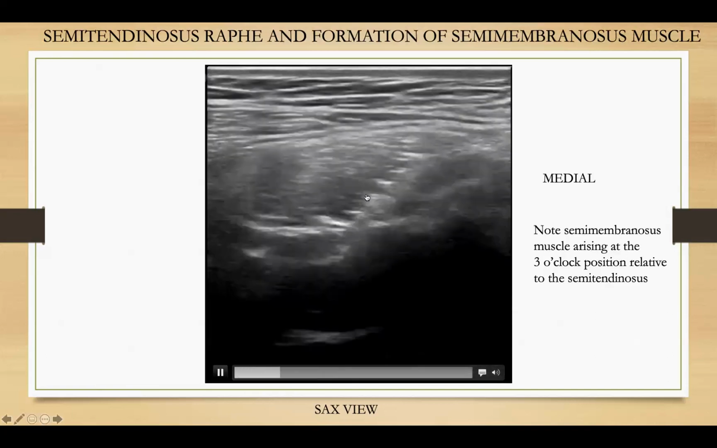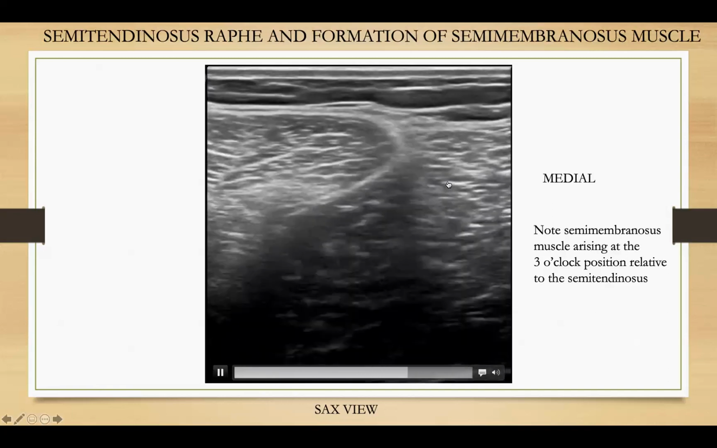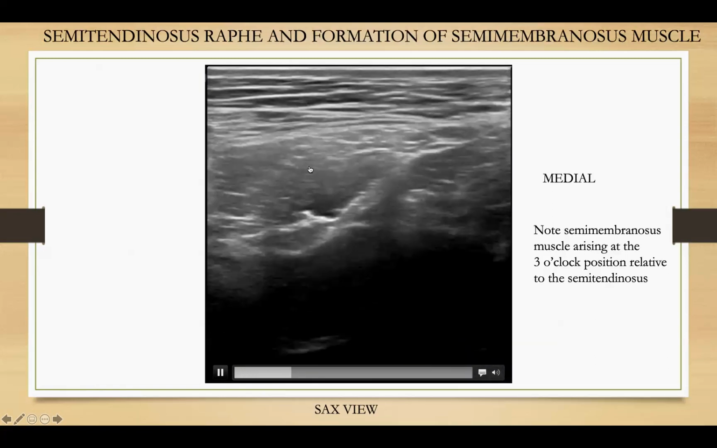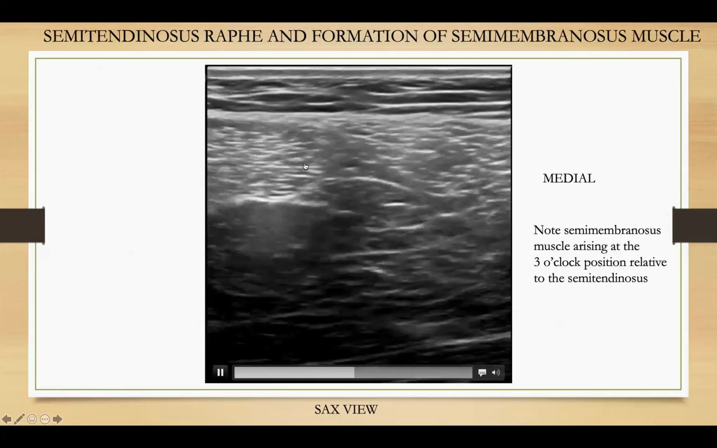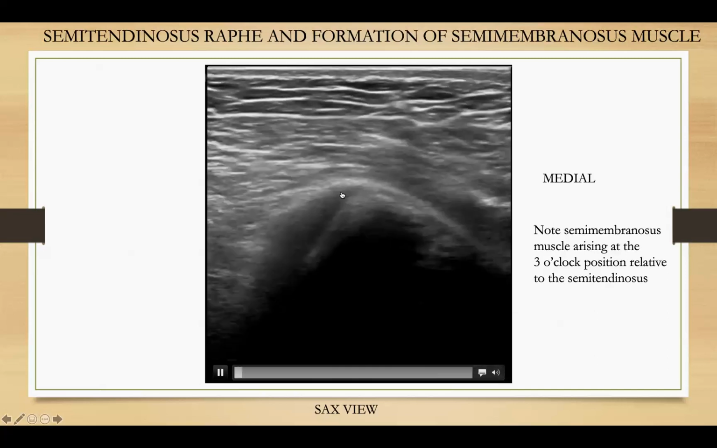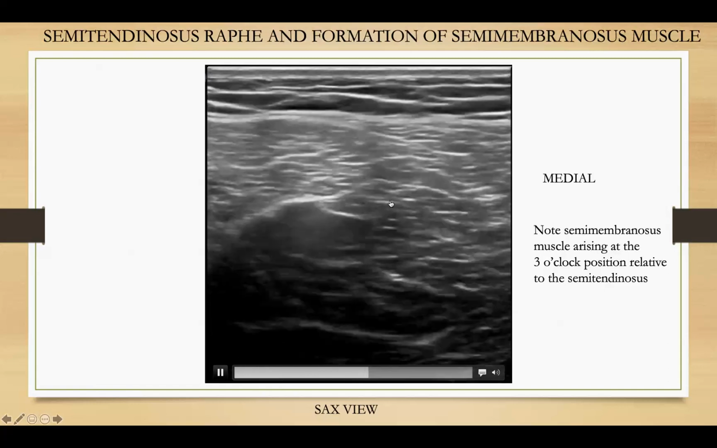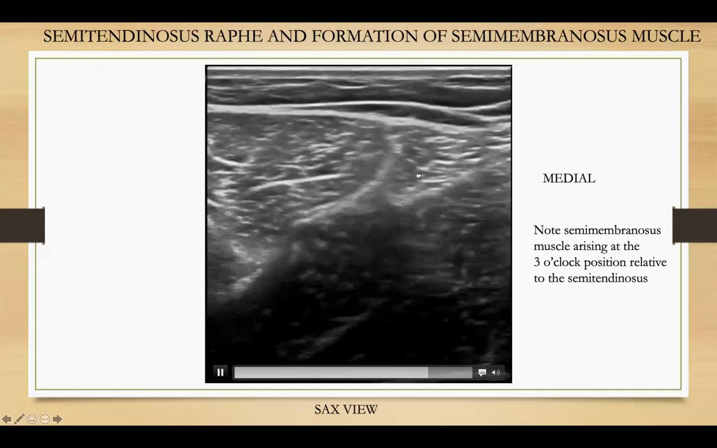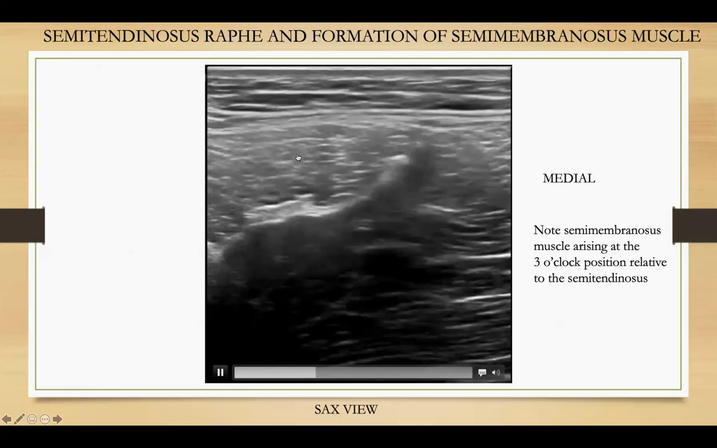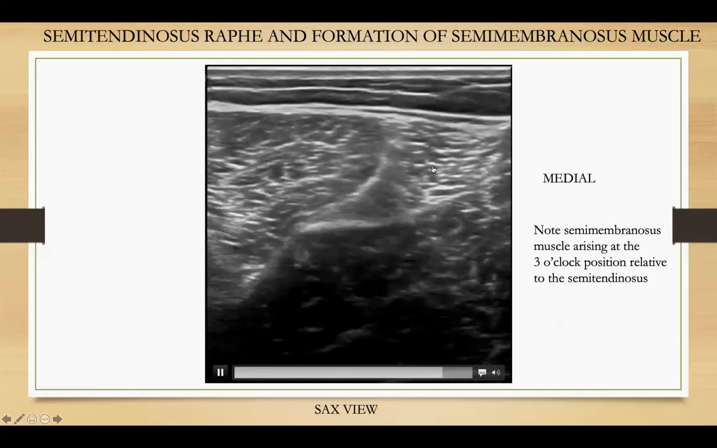If you look at the 3 o'clock position relative to the semitendinosus muscle, you'll see another muscle arising off here just past the raphe. This is the semimembranosus muscle. So semitendinosus muscle, the raphe coming through here, and then the semimembranosus muscle arising off its tendon in a medialized direction. So raphe, semimembranosus muscle, semitendinosus muscle, raphe. Here's the semimembranosus tendon down here. Here's the raphe, and then here's the semimembranosus muscle.